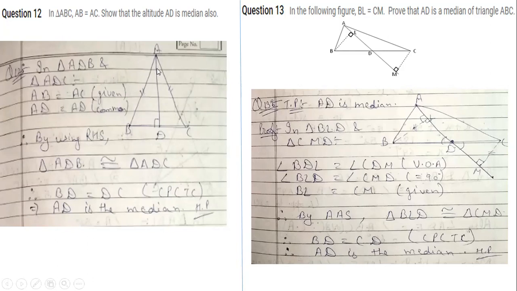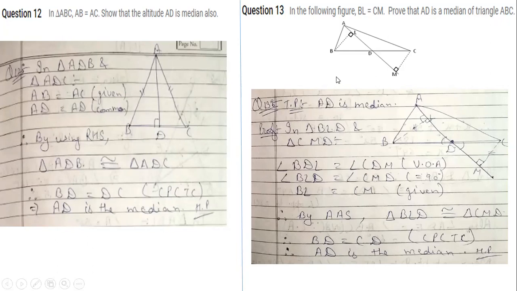And RHS demands the hypotenuse are equal, then any other side, by base or perpendicular from these two, any one must be equal. But here, see, AD is also equal. AB and AC hypotenuse are equal, AD perpendiculars are equal. So by using RHS, we can say that these two triangles are congruent. Therefore, BD is equal to DC by CPCTC. And if BD is equal to DC, that means D is the midpoint. You can write here also that D is the midpoint of BC. And if D is the midpoint, therefore AD is the median.